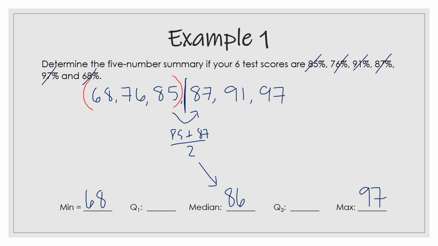All right, so now to find the lower quartile, I need to look only at the lower half of my data set. So I have 3 numbers in the lower half of my data set. Where is the middle of those 3 numbers? It would be 76. So that is my lower quartile. And then in the same way, for the upper quartile, I'm only going to look at the upper half of the data, which is 87, 91, and 97. So the middle of that half of the data is 91. So that is my upper quartile.